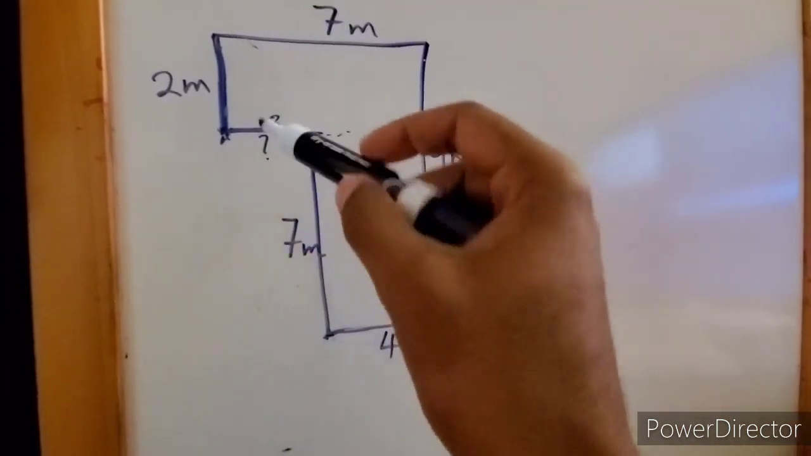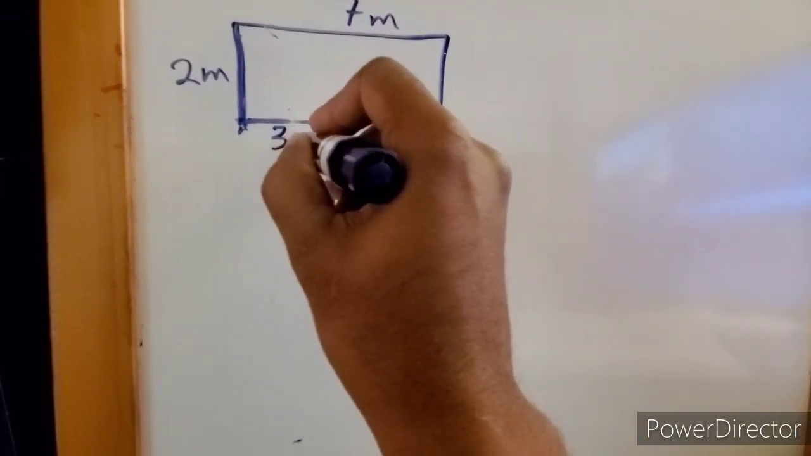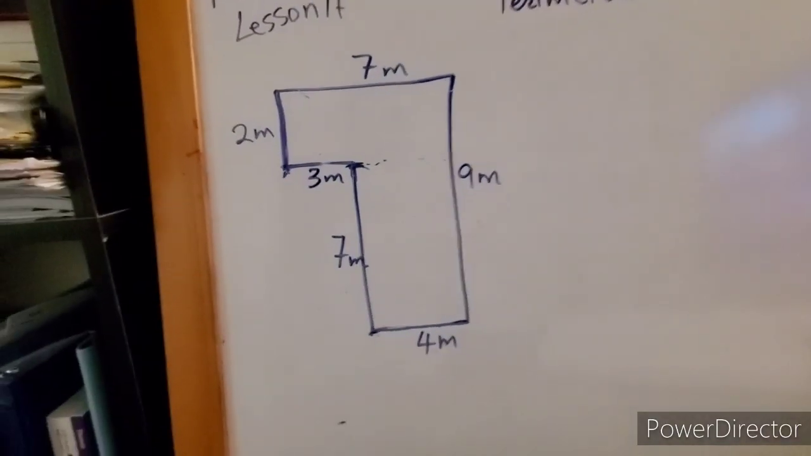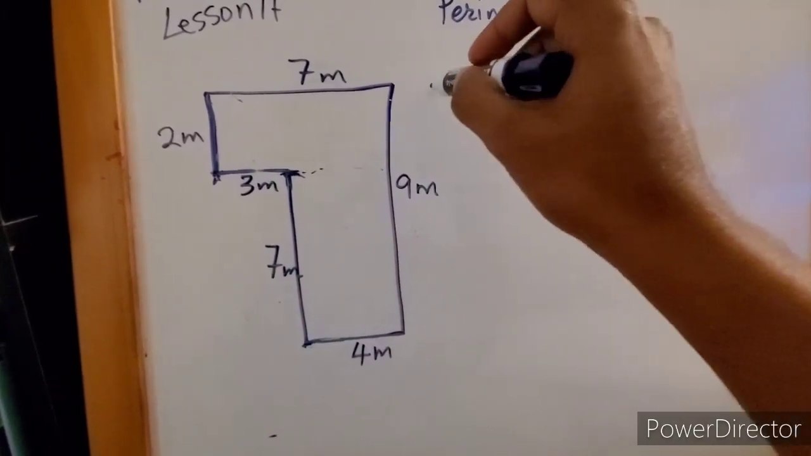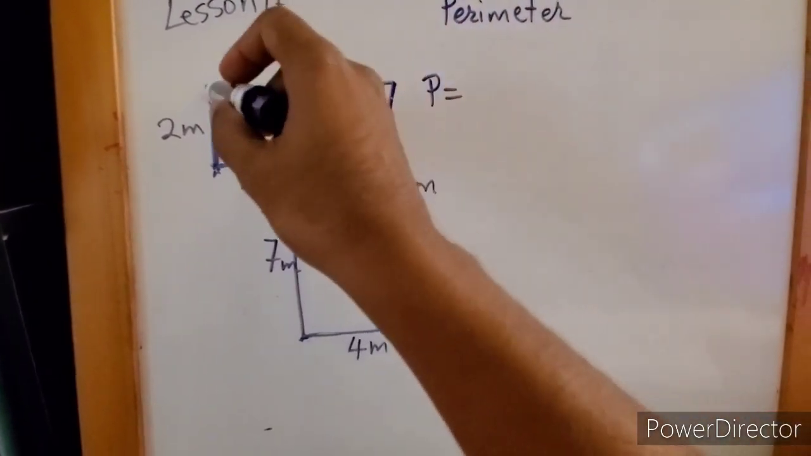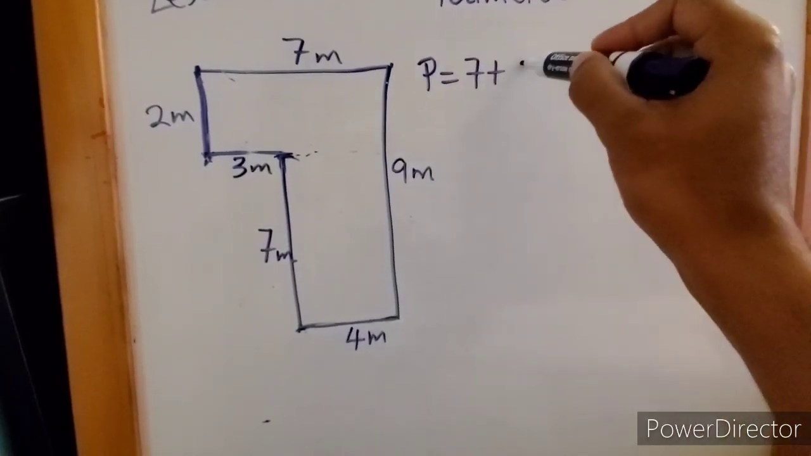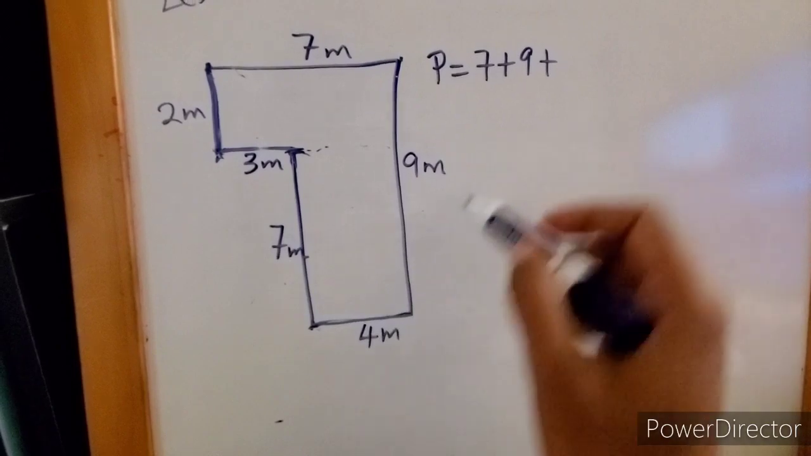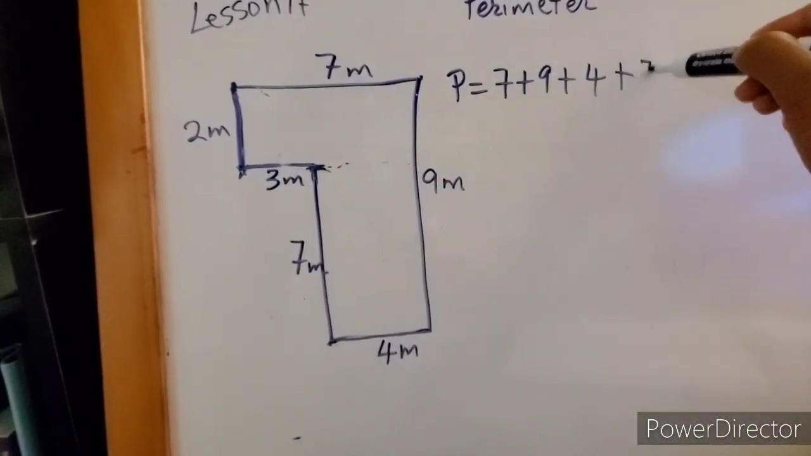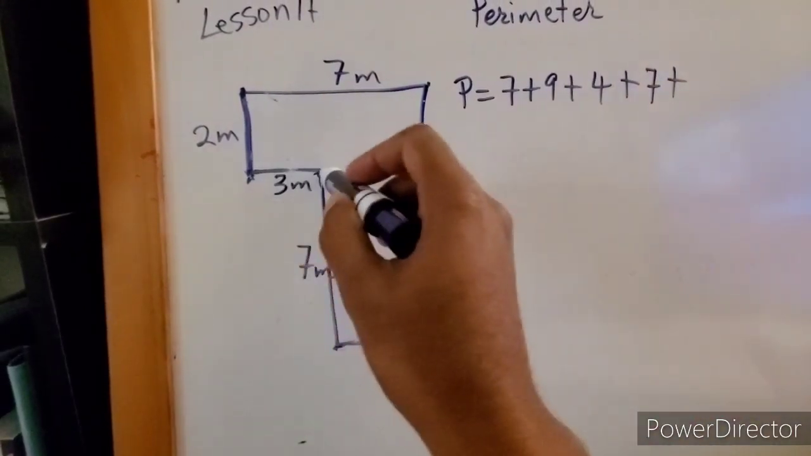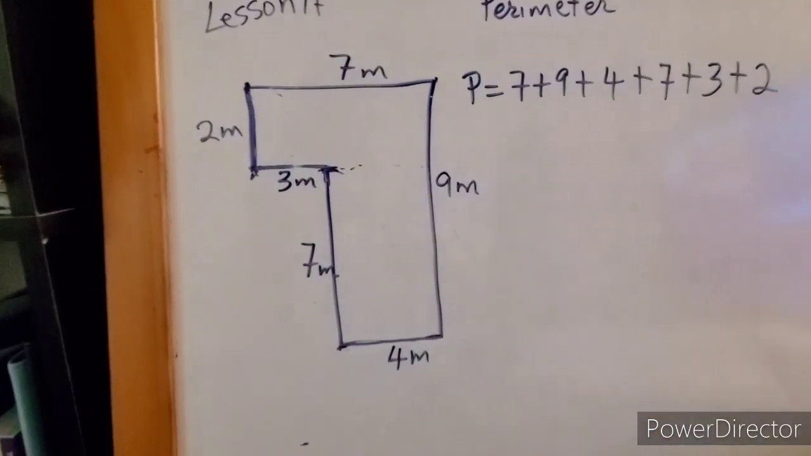All right, so let's erase that and put our 3 here. So we identify with the 3 on the outside. And of course, it's in meters. Now, we're finished. Let's go ahead and find our perimeter. So P is equal to 7, this side, 7 plus 9 plus 4 plus 7 plus 3 plus 2. Okay, we're finished.